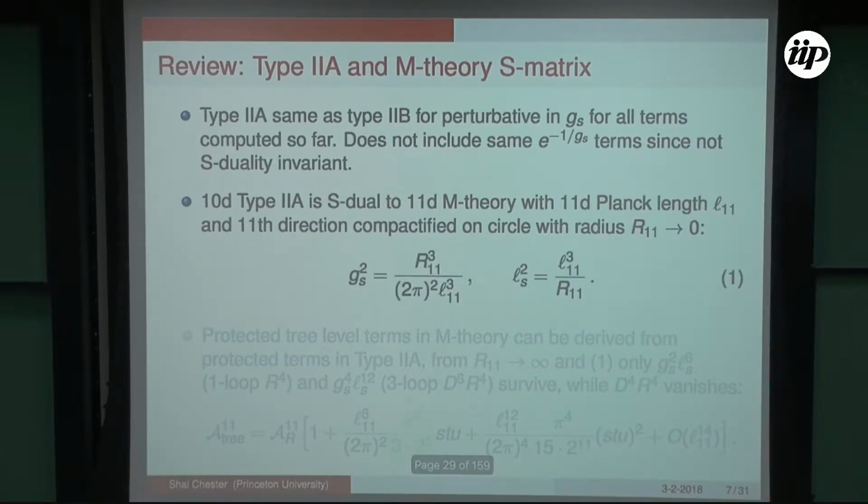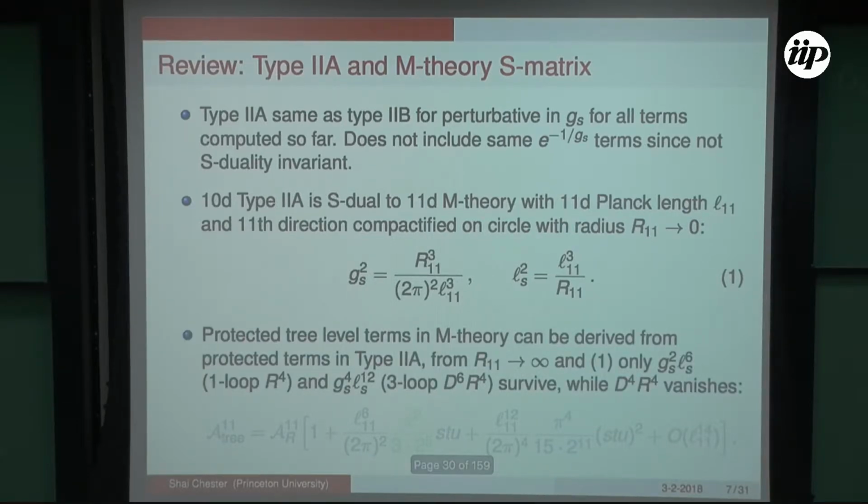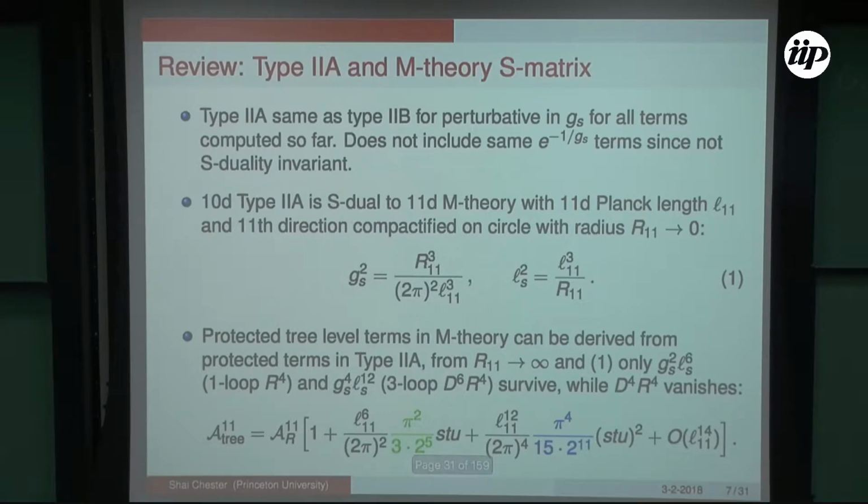In particular, the mapping between the parameters is that the string coupling is related to the 11-dimensional Planck length and this radius like that, and similarly for the string length. For protected terms, and only for protected terms, i.e. the terms in the previous slide, you can just perform this change of variables and then set R11 going to infinity to go from type 2A to M theory, and the terms that survive are the answers in M theory. This is why I was coloring these in colors before, so you could remember them. It turns out that the one loop R^4 term ends up being the tree level R^4 term now in M theory.